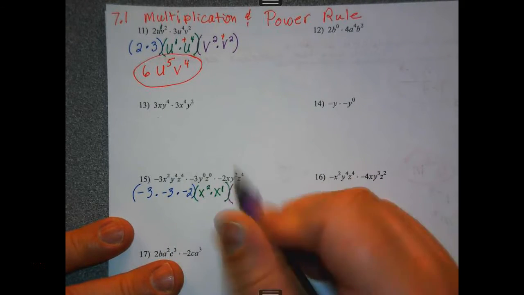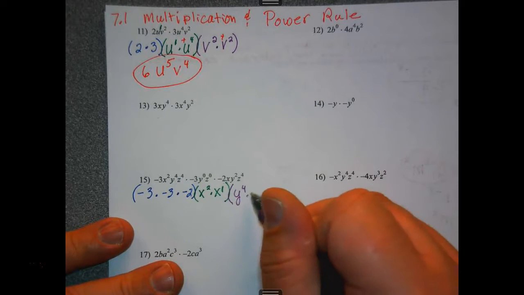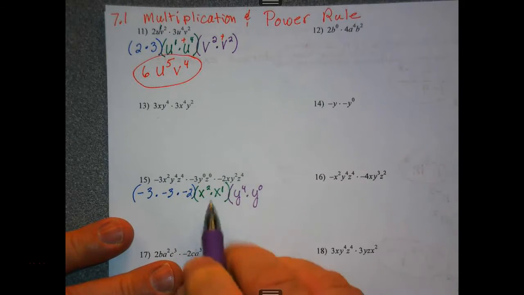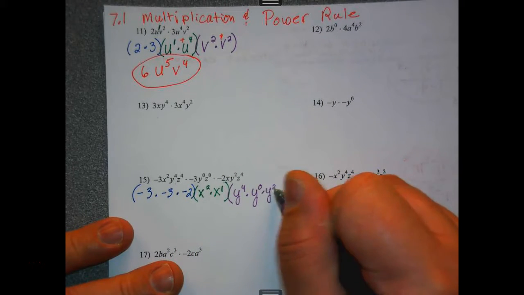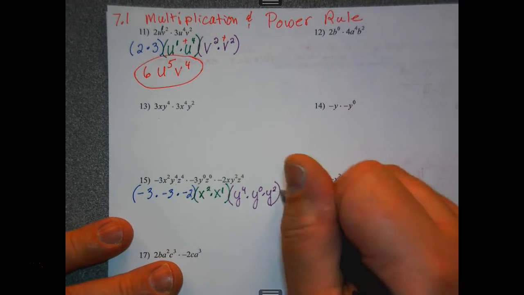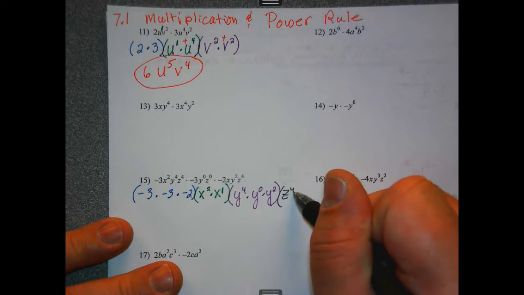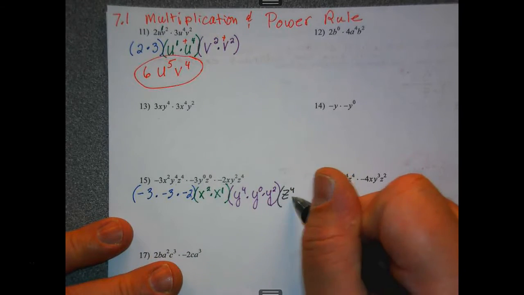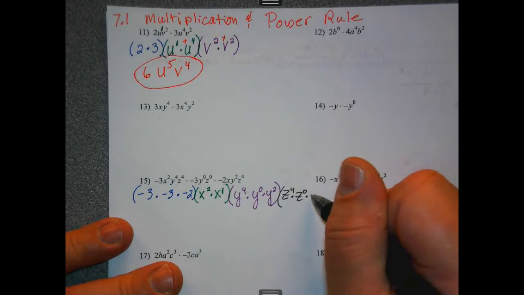I have y to the 4th times y to the 0 times y squared. And then I have z's. I have z to the 4th, z to the 0, and z to the 4th.